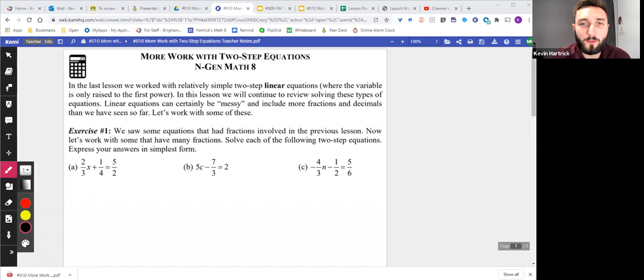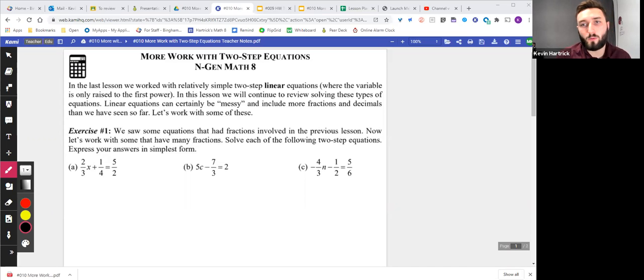All right, guys, welcome back. We are going to look at some more solving of two-step equations, but we're going to move into a little bit more challenging. We're going to be looking at numbers, both fractions and decimals, but all the same rules apply. Okay, so let's take a look at this.